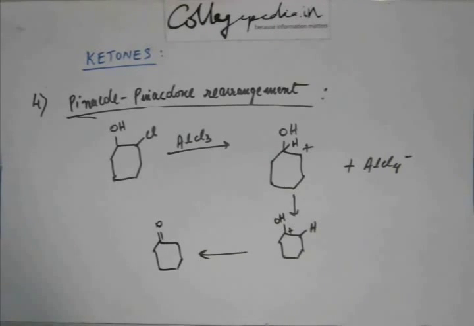C double bond O is the strongest double bond of organic chemistry. It is a strong factor for providing stability. It's a factor that dictates the pathway of the reaction. We didn't go in any other pathway. We followed the pathway that brought about C double bond O. So it dictates the mechanism of a particular reaction.